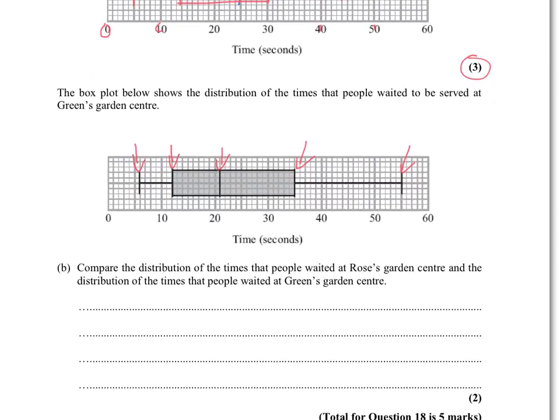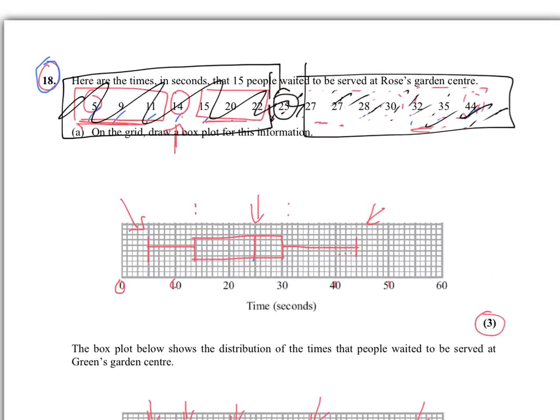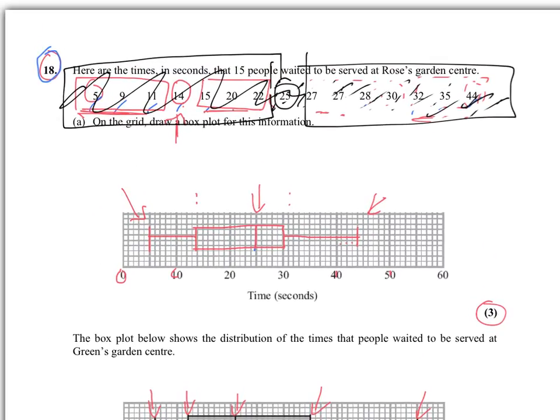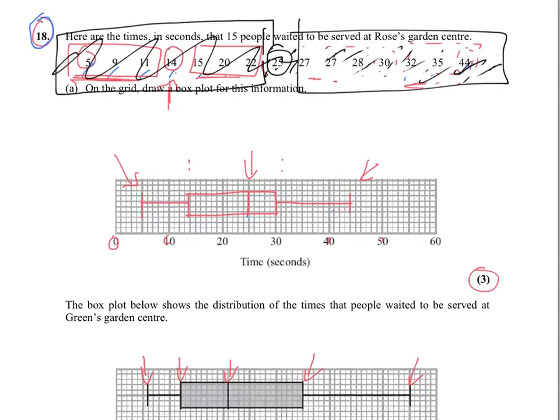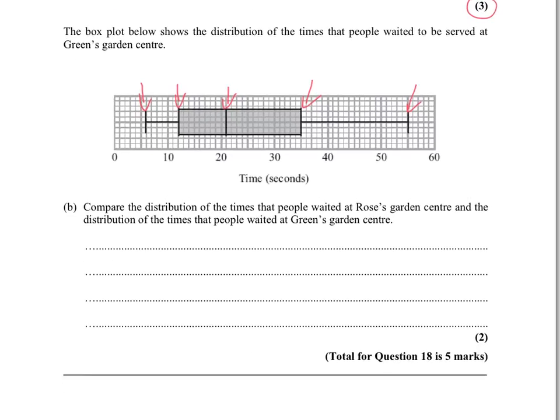Now, compare the distribution of times that people went to Rose's Garden Centre and the distribution of times people went to Green's Garden Centre. So now we have to make sure we've actually read the question, and we can see the box plot that we had to do tells us about Rose's Garden Centre, and the other one asks us about Green's Garden Centre. Now, when it asks you to compare these things, there's 3 things you can compare. You can compare the range, you can compare the interquartile range, which is the upper quartile take away the lower quartile, and you can compare the medians.